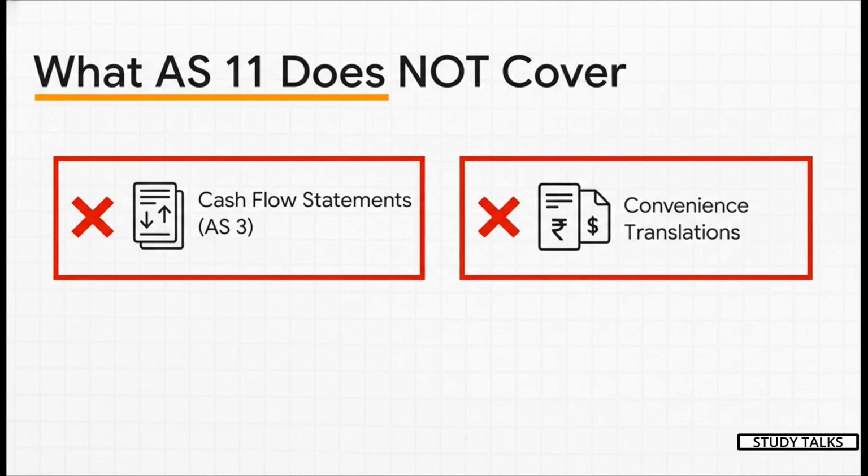Now, this is just as important, and it's a place where people get confused and lose marks. What does AS 11 not cover? It doesn't deal with the cash flow statement. That's a job for AS 3. And it doesn't apply when you're just doing a convenience translation, just restating your financials for a foreign parent company. That's a whole different thing.